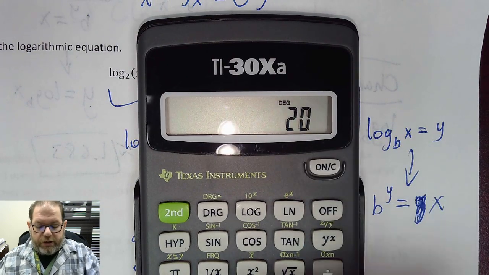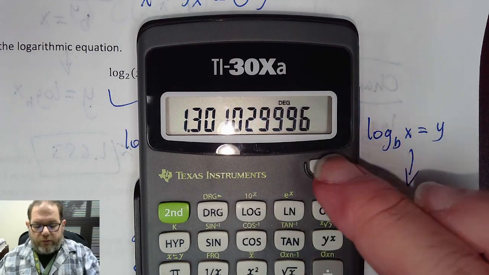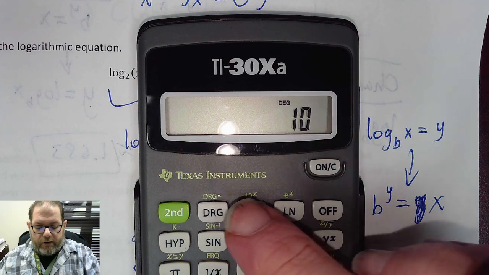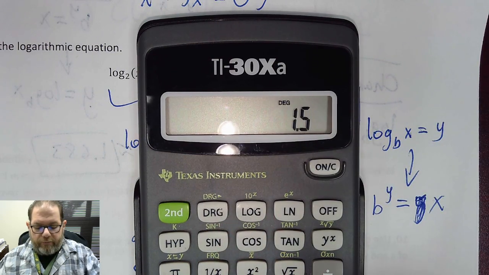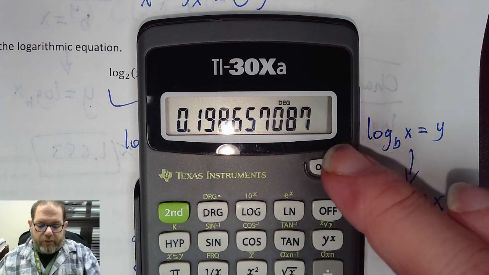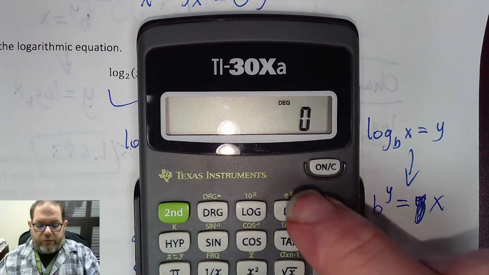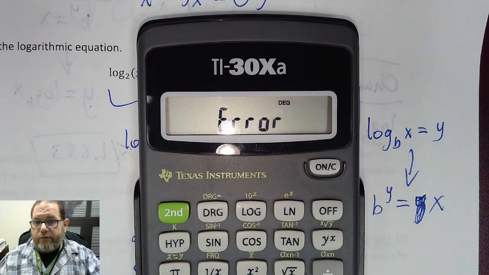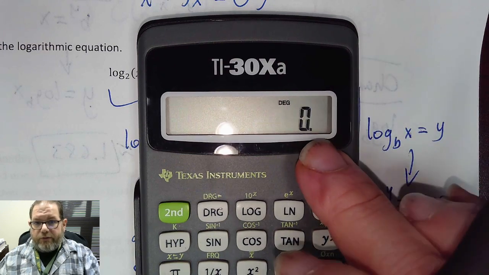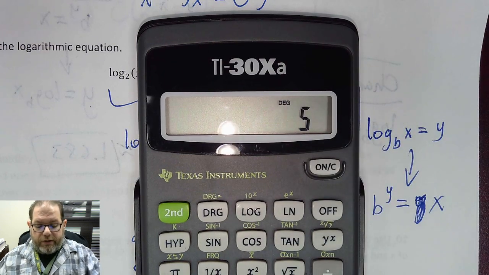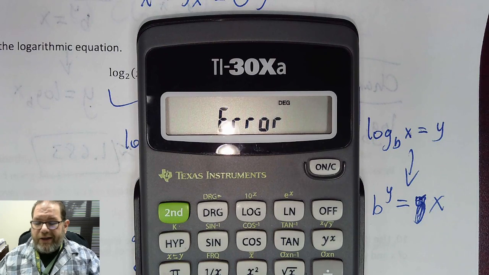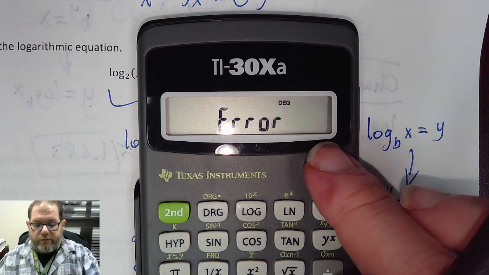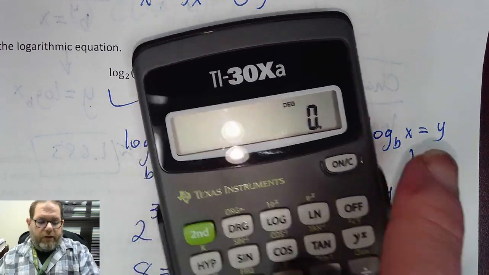If we take 20 and take the log, okay, we get a result. If we take 10, take the log, we get 1, okay. 1.58, take the log, okay, we're good there. But if we enter a 0 and take the log, it gives us an error. Cannot take the log of 0. If we throw in like a negative 5 and take the log, again gives us that error. We cannot take a log of a negative. So that's the issue that we're facing.